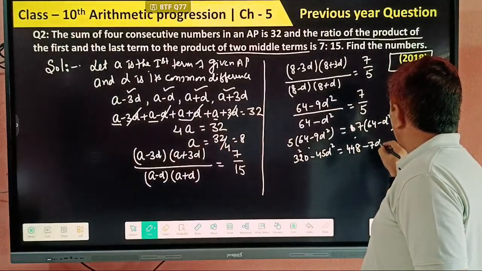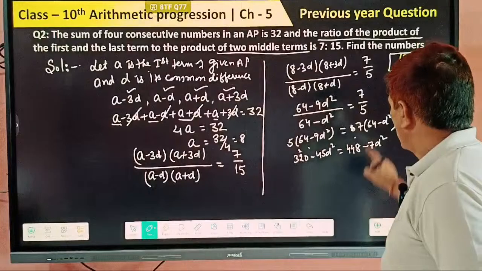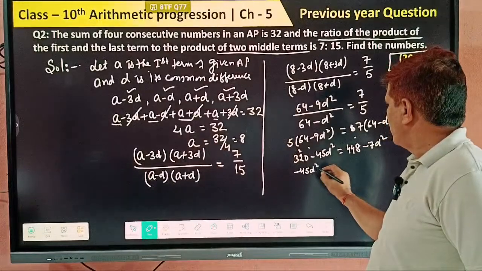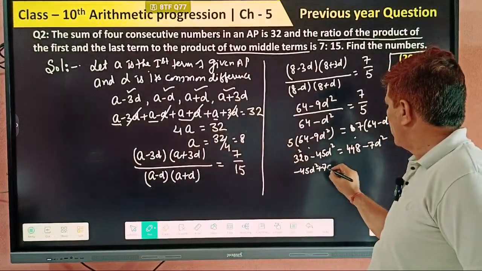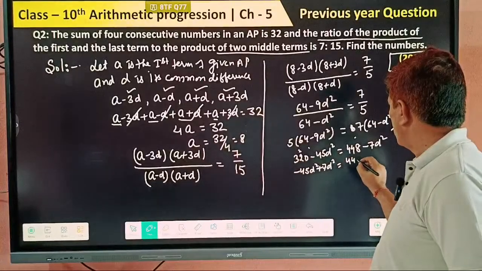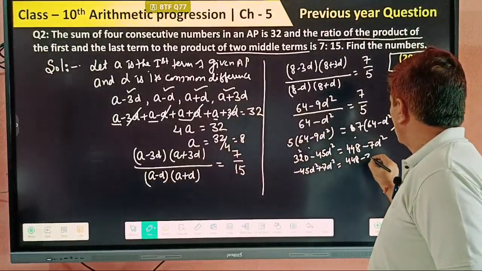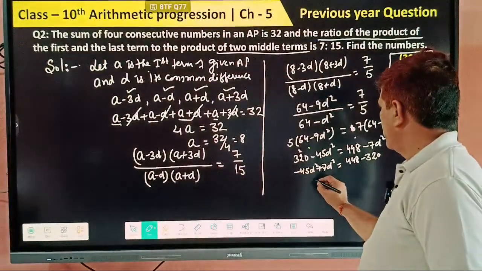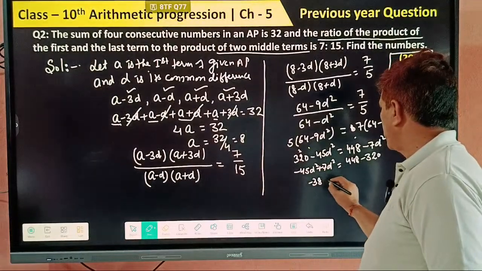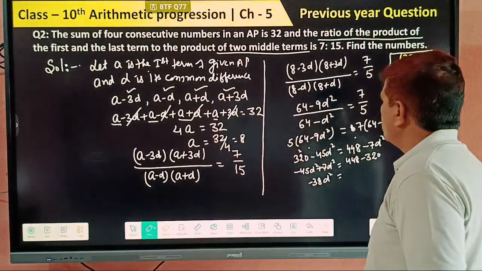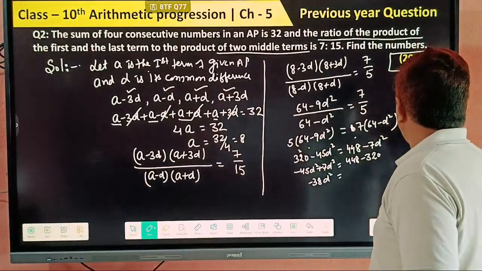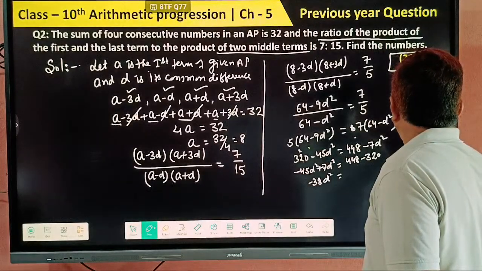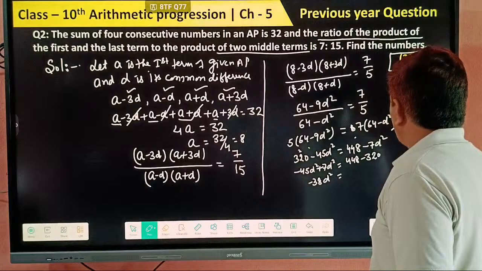Minus 7d square. Taking this to that side: minus 45d square plus 7d square is equal to 448 minus 320. How much is 38 minus d square? It is equal to 448 minus 320. Understood?